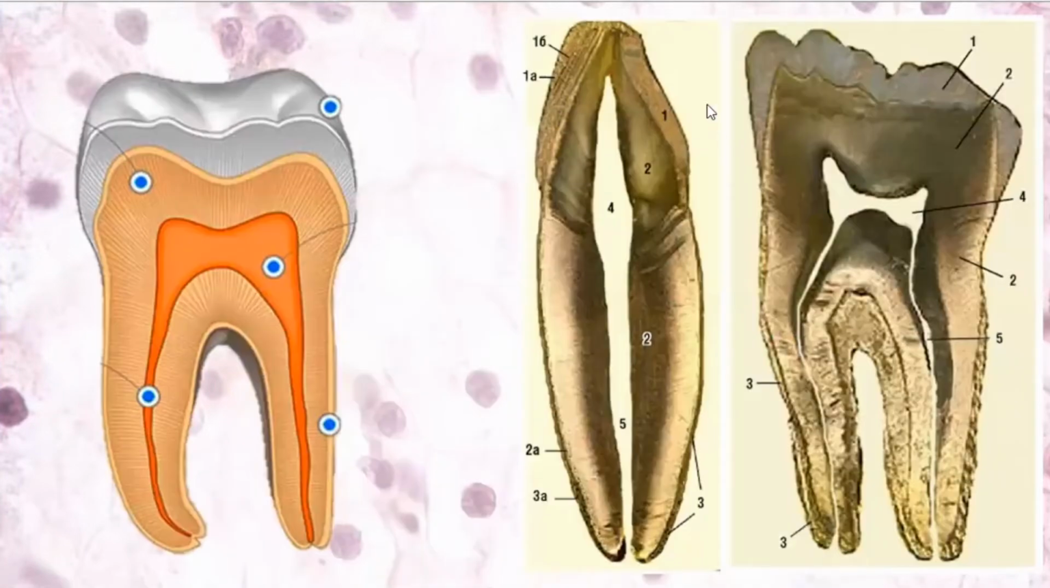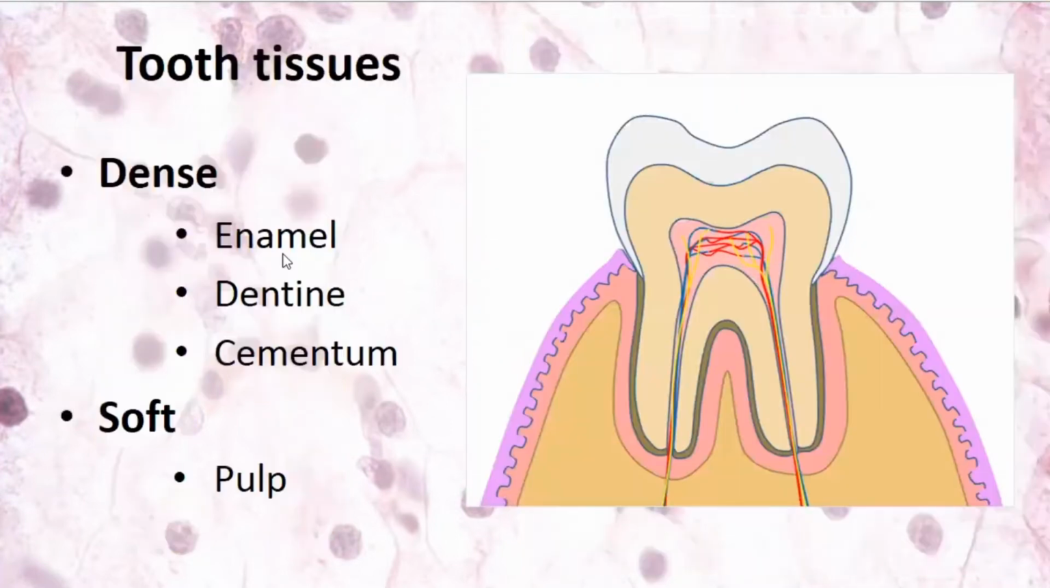And here we can see histological sections of teeth, and we can see their appearance. There are hard tissues: enamel, dentine, and cementum. Enamel covers the crown, cementum covers the roots, and dentine is found in both the crown and the roots. And here we have the pulp cavity. It's filled with pulp, which is soft tooth tissue.